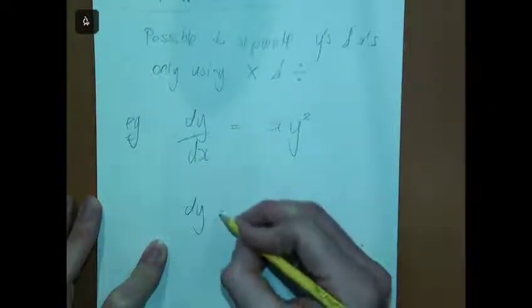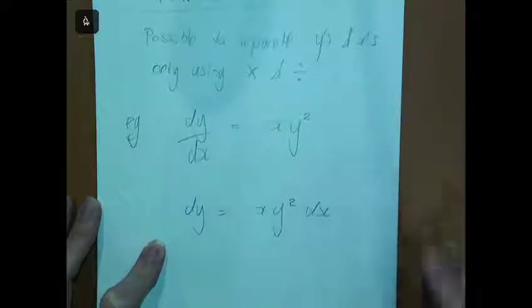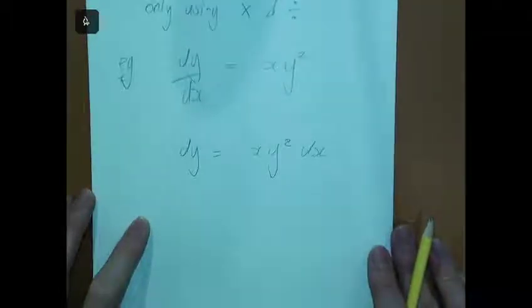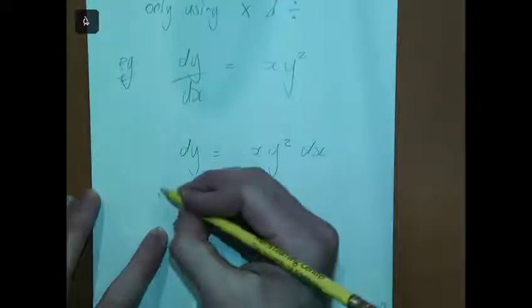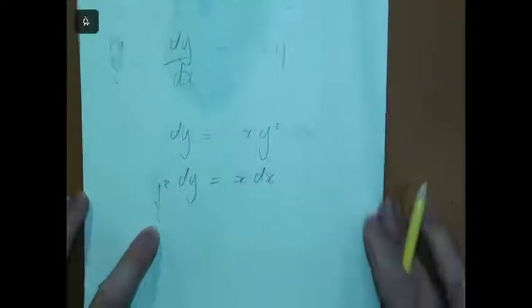Okay, so using only multiplication and division, I'm not allowed to add or subtract anything. I need to turn this into something where y is attached to the dy and x is attached to the dx. So I'm going to multiply by dx, like that. And then I'm going to remove this y squared by dividing by it. Sweet. So now I've separated the x's and the y's.